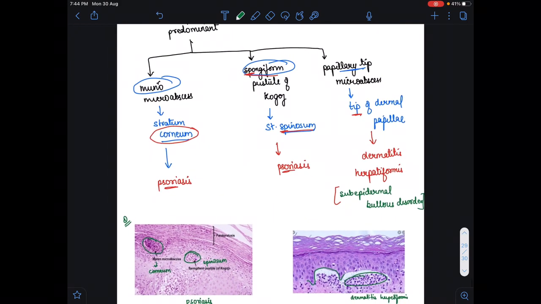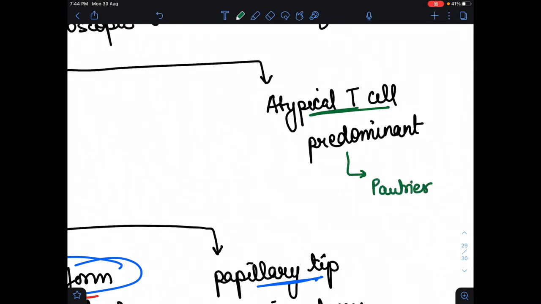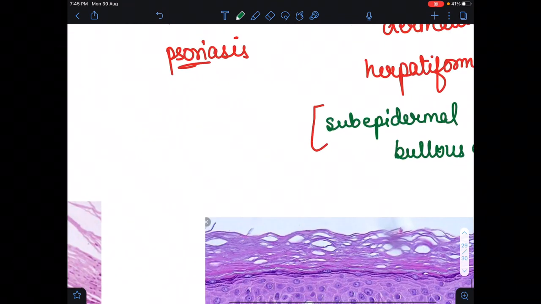Now next one is the atypical T cell predominant microabscess, in which the T cells are predominant, and for this we have to study the Pautrier microabscess, which is seen in mycosis fungoides. So let's revise it separately.